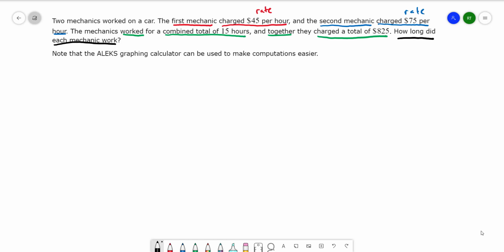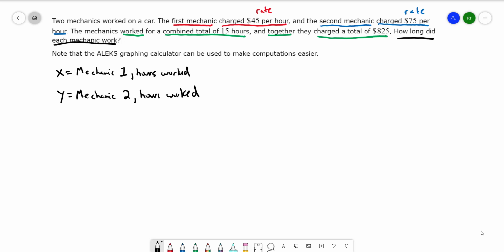Since we have two mechanics, I'm going to let X be mechanic 1, and then I'm going to let the variable Y represent mechanic 2. Notice that it says how long did each mechanic work. Therefore, it's not just mechanic 1, it's the hours worked. Same thing for the other one, hours worked.